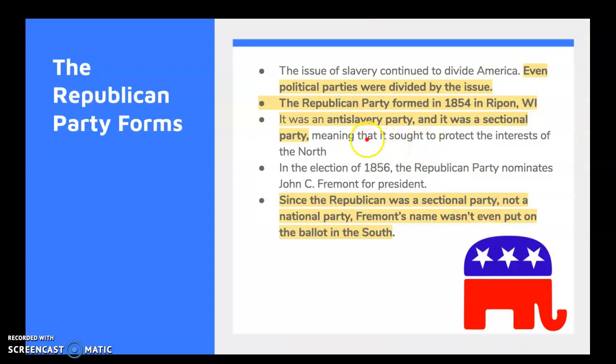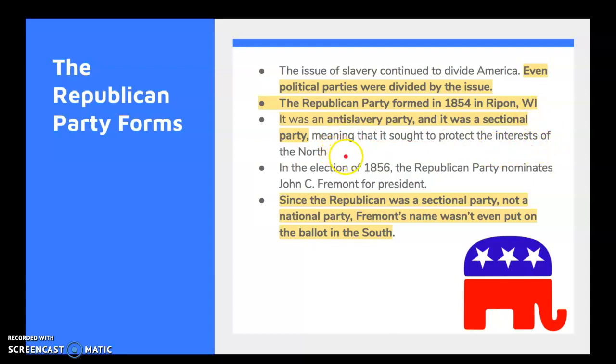All right, the Republican Party forms. The issue of slavery continued to divide America. Even political parties were divided by the issue. The Republican Party formed in 1854 in Ripon, Wisconsin. I wonder if you knew that the Republican Party formed in this state. It was an anti-slavery party, and it was a sectional party, which means that it sought to protect the interests of the North.